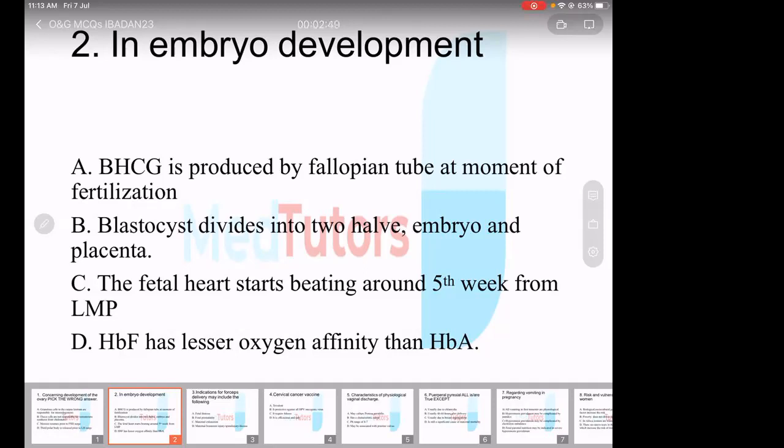Then C, fetal heart starts beating around 5th week from last menstrual period. You start to detect fetal heart at the end of the 4th week of development. So by 5th week, you pick a fetal heart. So we know this is correct. Then D says fetal hemoglobin has lesser oxygen affinity than hemoglobin A, which is very wrong because fetal hemoglobin has higher affinity than the adult hemoglobin. So out of all these 4 options, we know that the only correct answer here is C. So C is the answer.